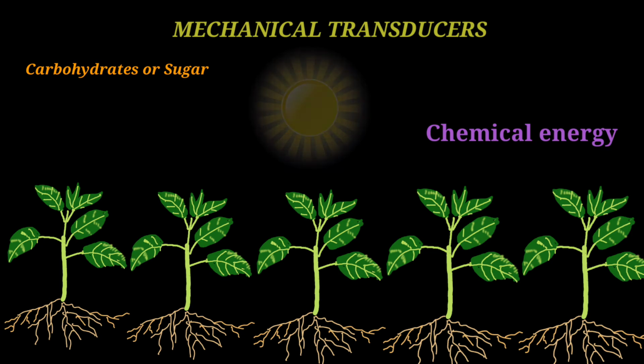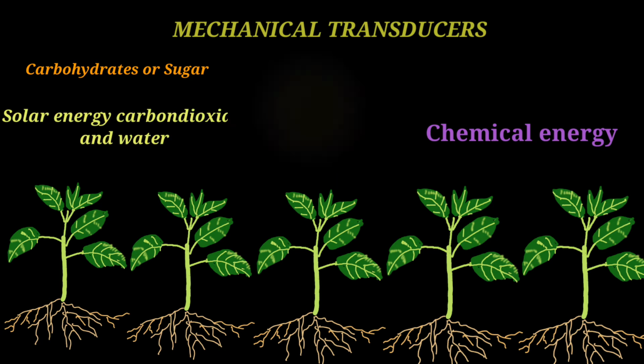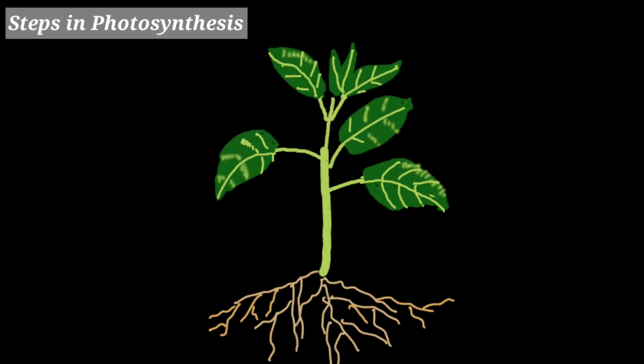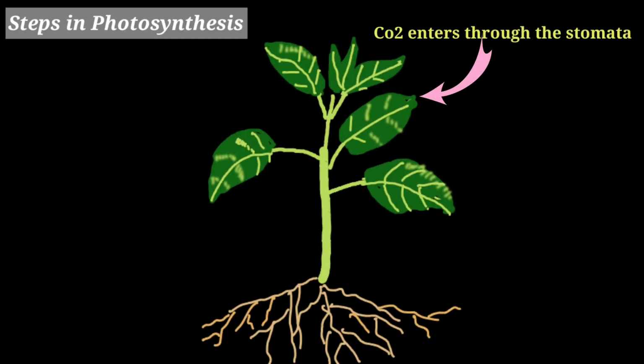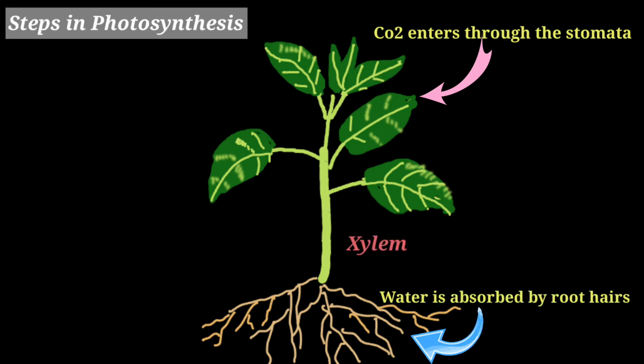This process of making food in plants involves a series of reactions whose prerequisites are solar energy, carbon dioxide, and water. During the process of photosynthesis, carbon dioxide enters through the stomata. Water is absorbed by the root hairs from the soil and is carried to the leaves through the xylem vessels.